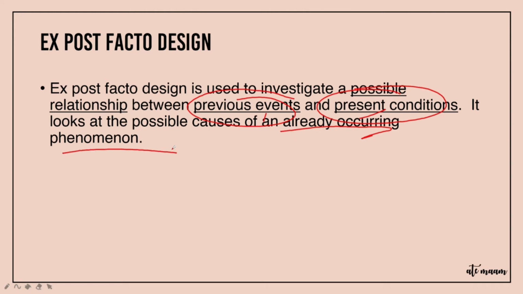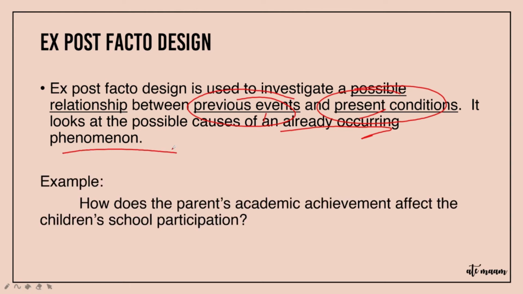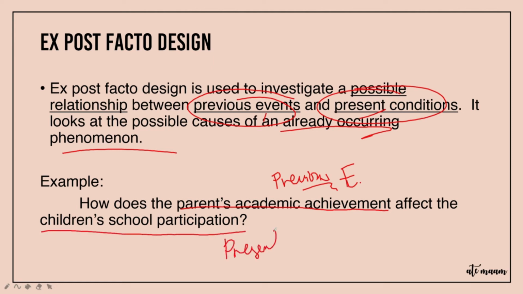For example, how does the parents' academic achievement affect the children's school participation? Ano yung previous event na nandito sa example na to? So we have the parents' academic achievement. This is our previous event. Ngayon, gusto nating malaman kung ano yung relationship between sa ating previous event, which is the parents' academic achievement, sa ating present condition, which is the children's school participation. So this is your present.